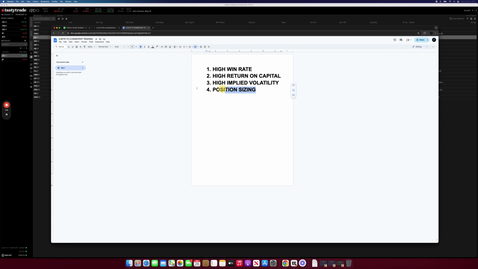And then the final thing is position sizing, because variance is real, and even if you're doing everything right, as we mentioned, you will still lose sometimes. And if your position sizing is wrong, if your sizing is way too big and you get unlucky in the short term, then that could end badly for you, even if you know how to manage risk very well.